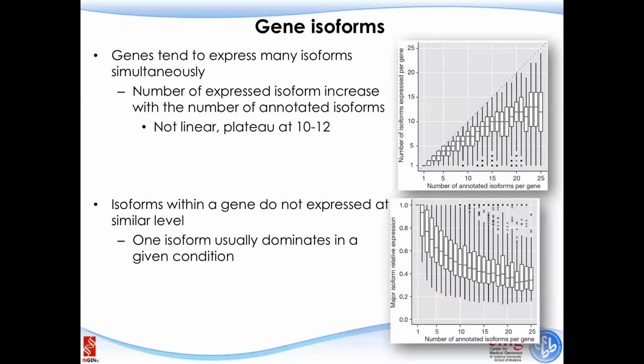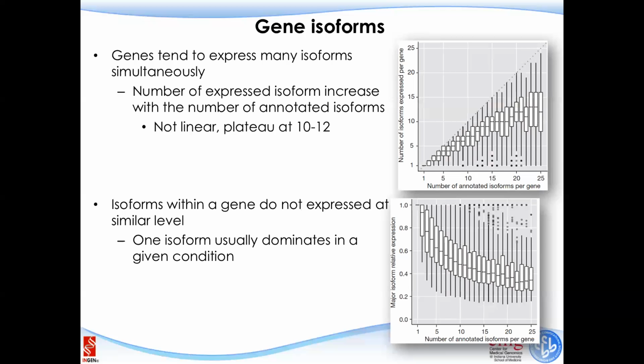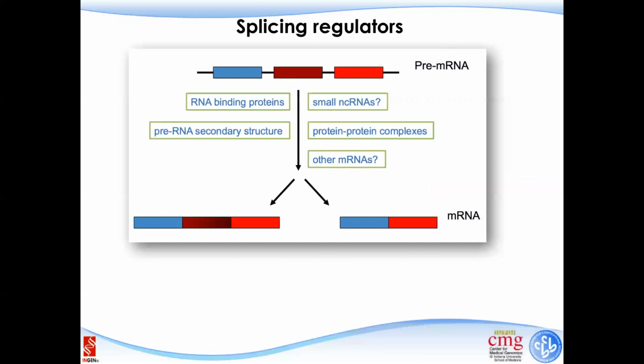even though there are highly diverse alternative splicing mechanisms for some genes, there may always be some isoforms that dominate in each cell type. They're not averagely or randomly expressed. So that means there are some regulatory mechanisms that regulate the alternative splicing of each gene in each cell. So here it shows several regulatory mechanisms, like RNA binding proteins, small non-coding RNAs, pre-RNA secondary structure, protein-protein complex, and other mRNAs.